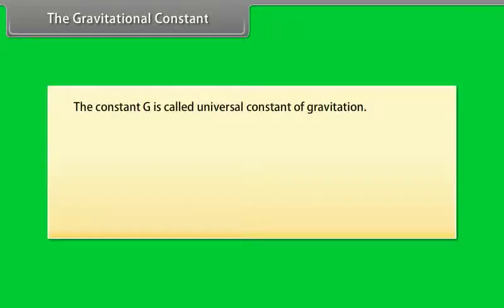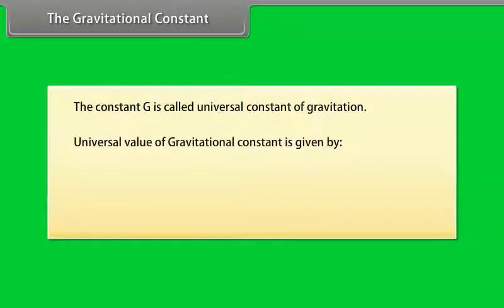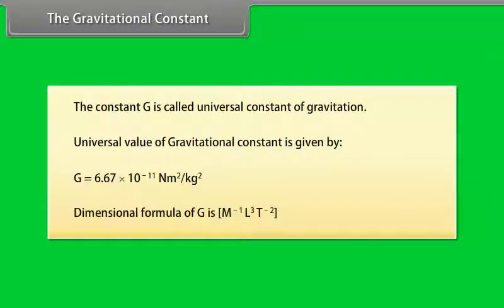The gravitational constant. The constant G is called the universal constant of gravitation. The universal value of the gravitational constant is given by G is equal to 6.67 into 10 to the power minus 11 Newton meter square per kilogram square. The dimensional formula of G is M to the power minus 1 L cube T to the power minus 2.